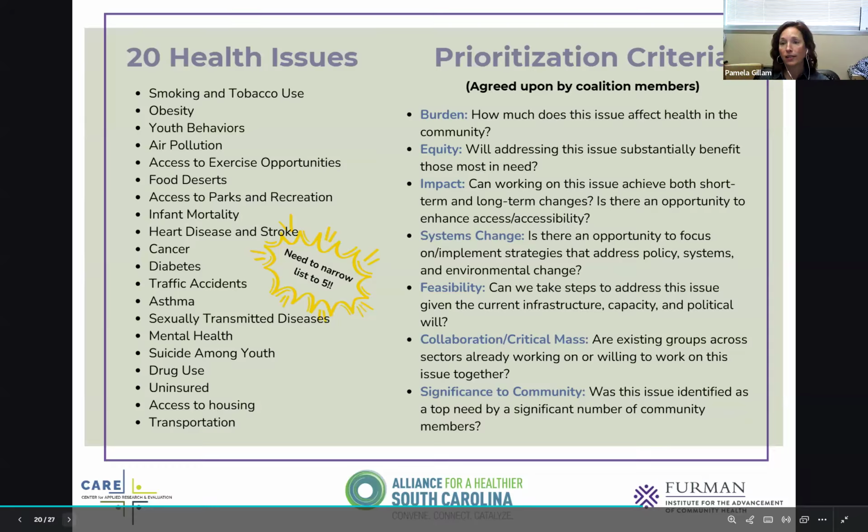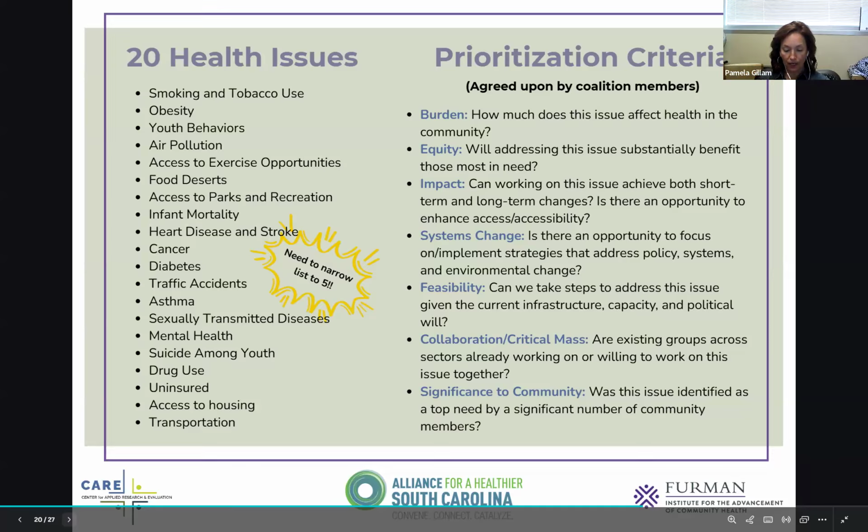So here's how the process is going to look for us to narrow down this list of 20 to the top 5 health issues we're going to focus on over the next 5 years. We're going to go through 3 rounds of voting together. In round 1, we're going to do the voting right here together in just a minute, where we're going to vote on the top 20 health issues and narrow it down to 15 health issues. Remember, keep the criteria in front of you so you have it when you go to vote.